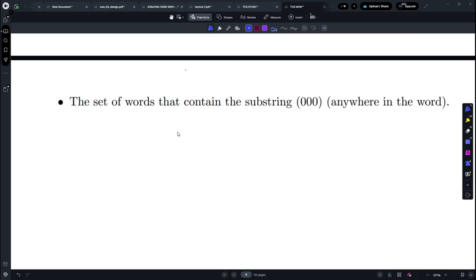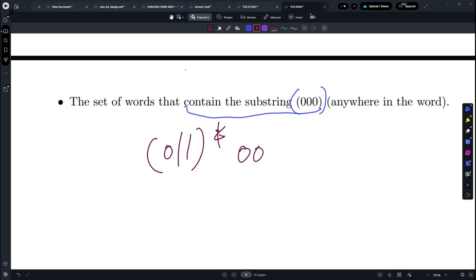Now, considering this question, it says that it contains the substring 0, 0, 0 consecutively, anywhere in the word. Meaning, let's look at the regular expression. It says 0 or 1 as many times as you want, but then you lock this, and then you say 0 or 1 as many times as you want. But notice how you lock 000. The moment you start this regular expression, you can of course do whatever you want with it, but you must have 000 and then of course whatever.